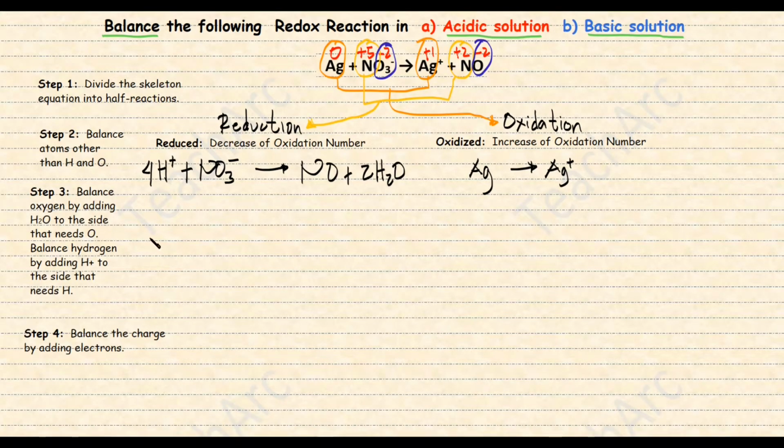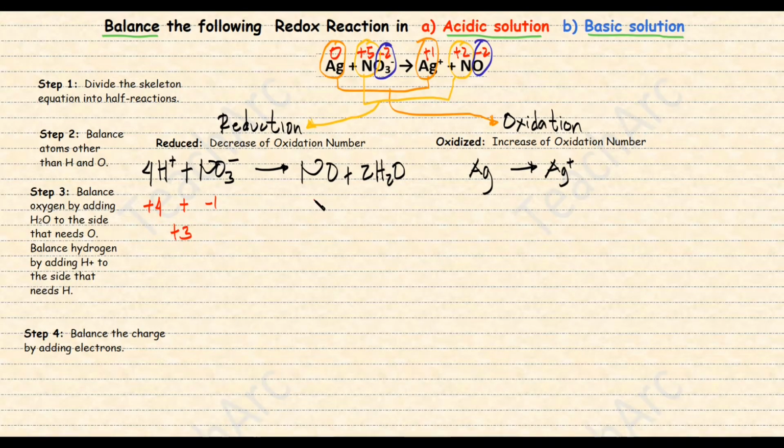Balance the charge by adding electrons. Look at the left side of the reduction reaction. Hydrogen ion is +1, but we have 4 of them, so times 4, that's +4. Nitrate is -1, so if you add them together, you will have a charge of +3 on the left side.